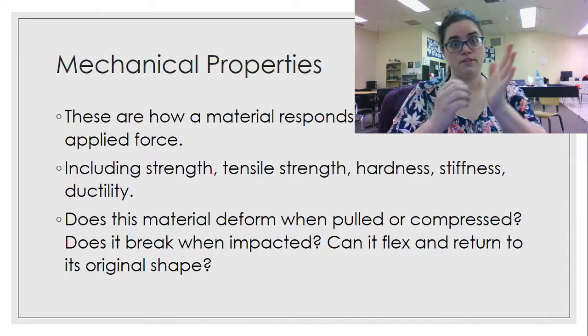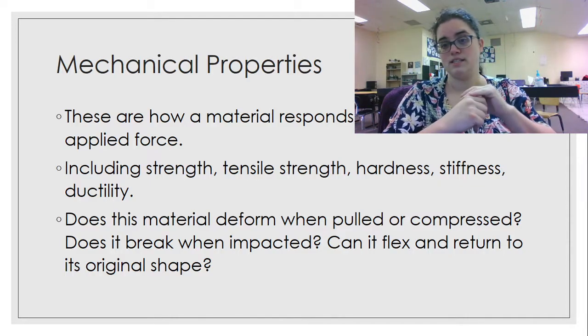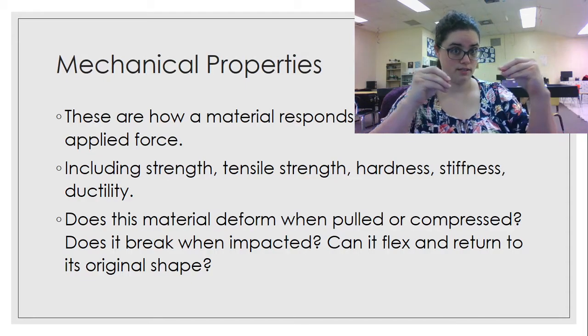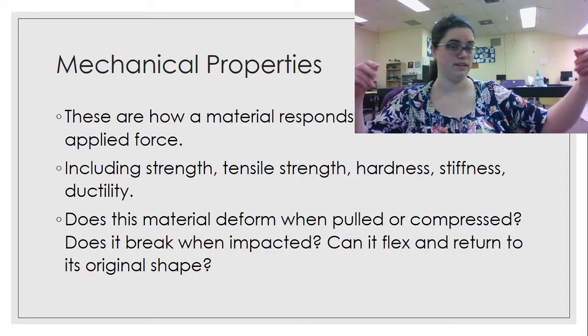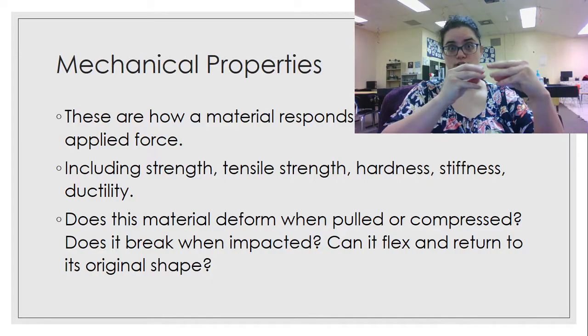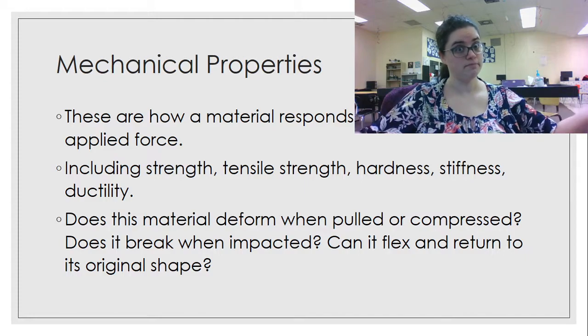Hardness, that's to do with like, can I scratch part of it off? Stiffness is, does it bend or flex at all? And ductility has to do with, can I pull it and draw it out into a wire, or like metals, a lot of the time if I stretch them out, they'll make a wire. Other materials, if you start pulling on them and they start to stretch, then they break.